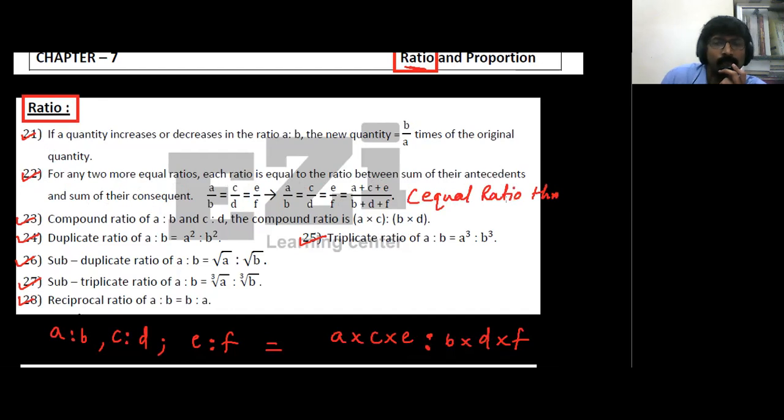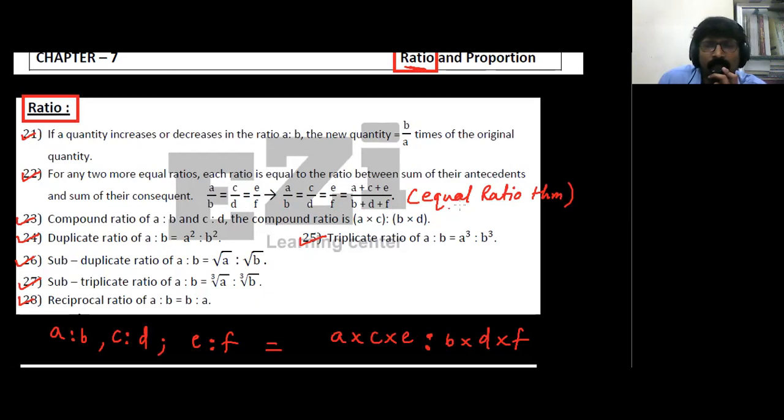Now what is this equal ratio theorem? If A upon B is equal to C upon D is equal to E upon F, then all these ratios would be equal to A upon B is equal to C upon D is equal to E upon F is equal to the sum of all antecedents is to the sum of all consequents.